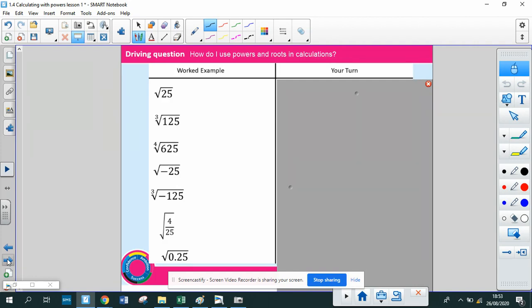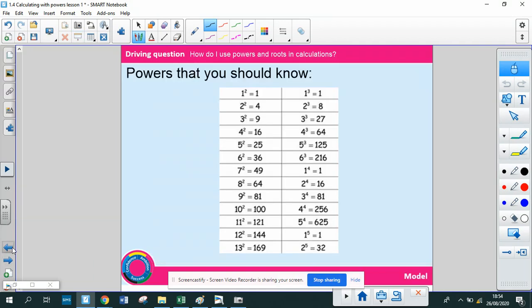Okay, now we're going to have a look at roots. Square rooting is the opposite of squaring, cube rooting is the opposite of cubing, and so on. So the square root of 25 is basically asking, what number do I square to get to 25? And this is one of the ones that you should know, and the answer is 5. Now, if you don't know that 5 squared is 25, you won't know that the square root of 25 is 5. So you must know these ones here off by heart.